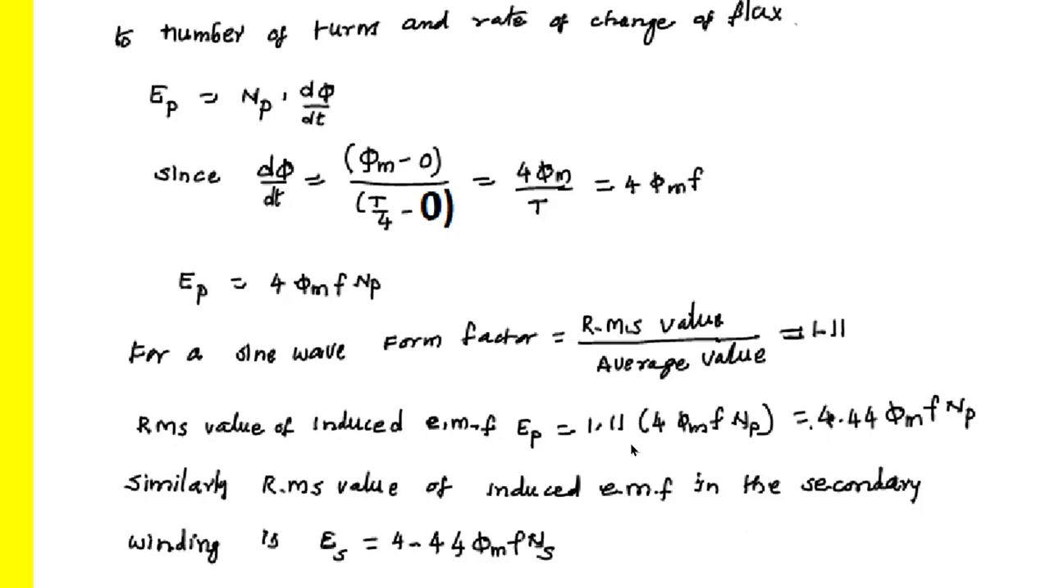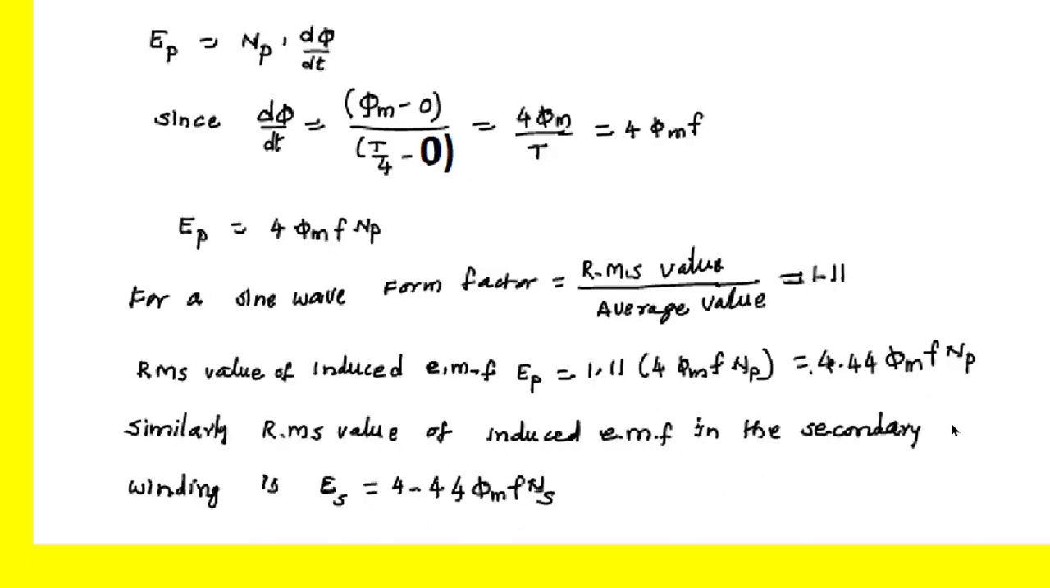EP is equal to 1.11 into 4 into phi m F into Np. So this will give us 4.44 phi m F into Np, where Np is the number of turns on the primary winding. Similarly, we can also write the RMS value of the induced EMF in the secondary winding as Es is equal to 4.44 phi m into F into Ns. Here Ns is nothing but the number of turns on the secondary winding.